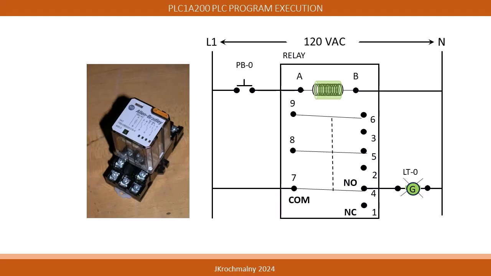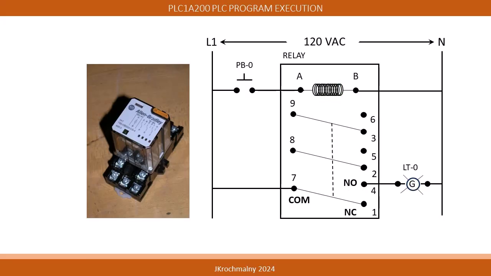Pushing PB0, the relay coil energizes, becomes an electromagnet, and then switches the relay contacts. In this example, the green light LT0 turns on. Releasing PB0 brings the relay contacts back to their normal de-energized condition. Using a control relay to achieve the sequence of operation may be seen as over-engineering a solution, but it does work to achieve the sequence of operation.